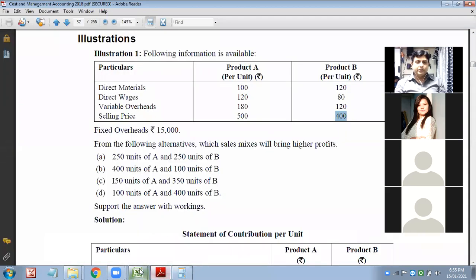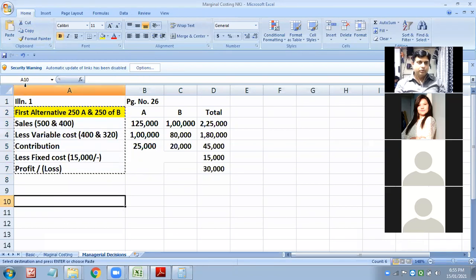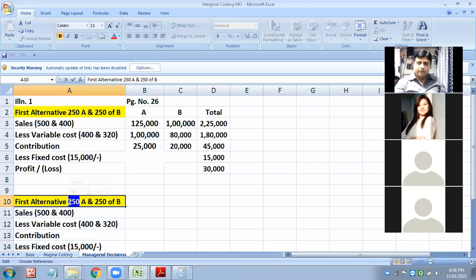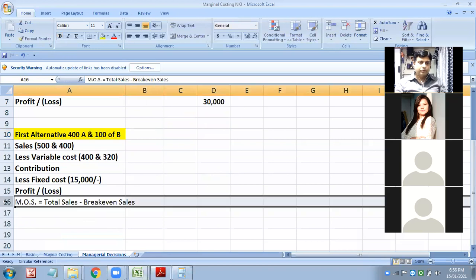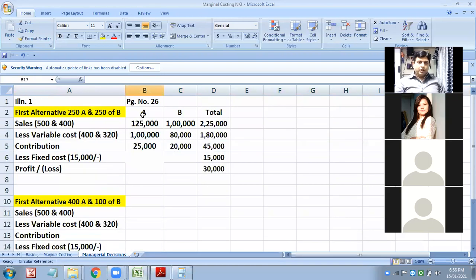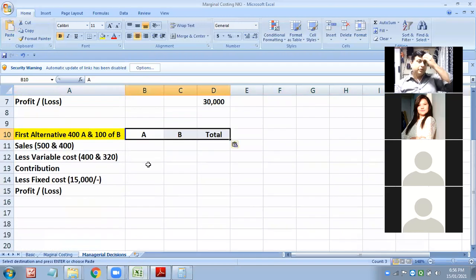So now the second mix is what? 400 and 100. Let me see. So now I want the second alternative from you and the answer from you. Here I want 400 of A and 100 of B. Get me your answer. I hope you can get me the answer. Calculate with your own and get me your answers.